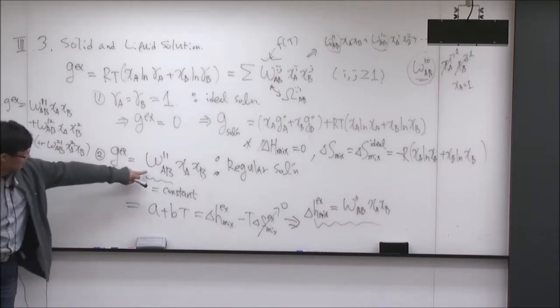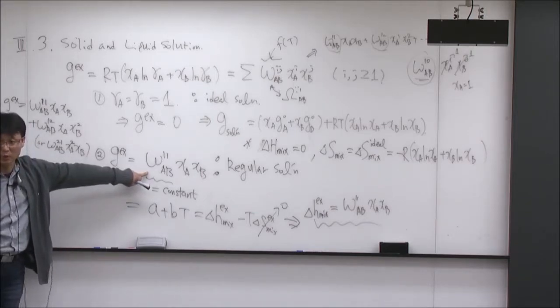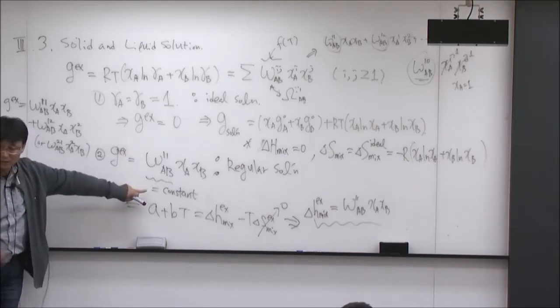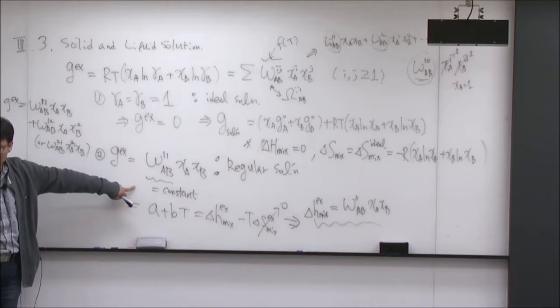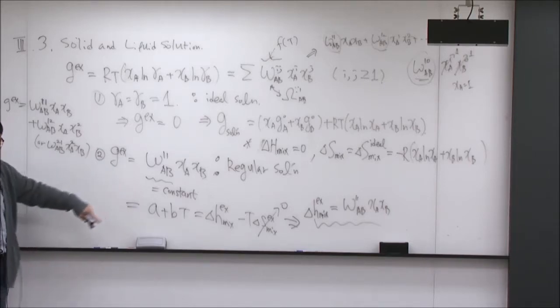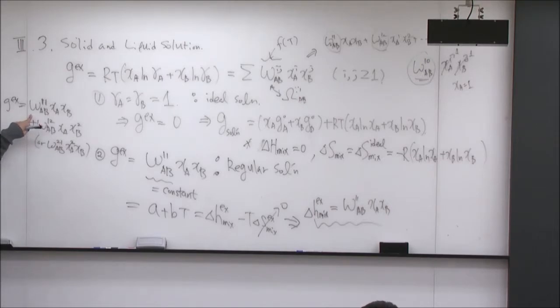So when the excess parameter is only omega AB 1,1, and if this is independent of temperature, we call this a regular solution. Okay? And people always want to make a new name. So when you now have two terms, one is the omega AB 1,1 term, and the other one is omega AB 1,2 or 2,1. That's a small additional term.